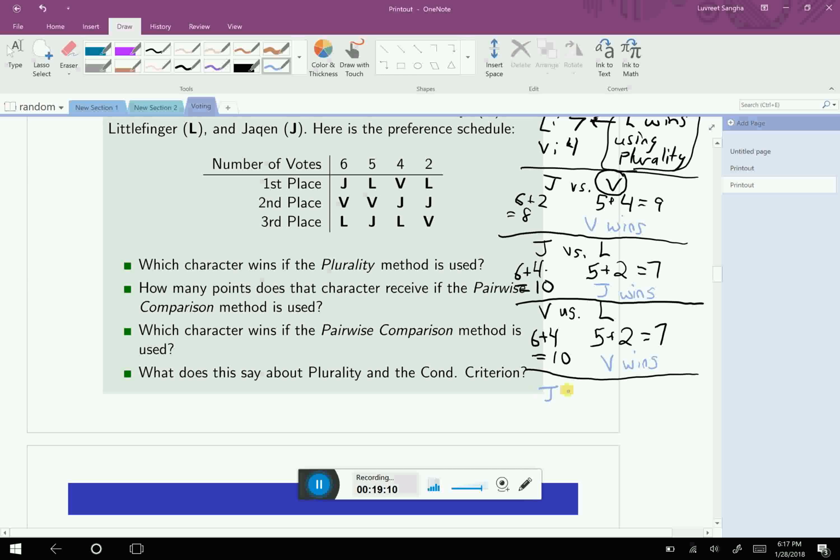So J won one matchup. So J has 1 point. V won both of his matchups. So V has 2 points. And then L won no matchup. So L has 0 points. Okay, so overall, V has the most, so V wins using pairwise comparison.